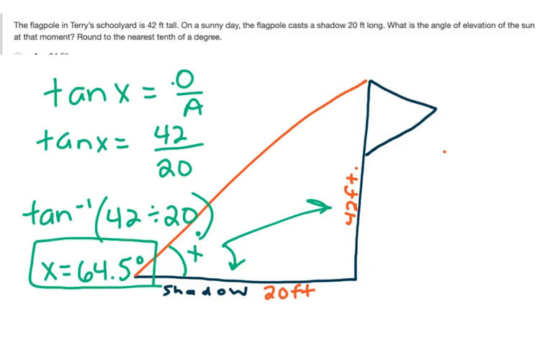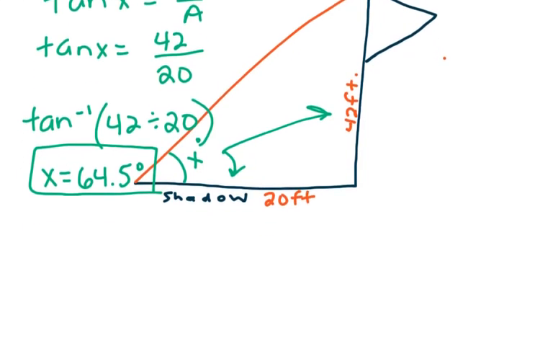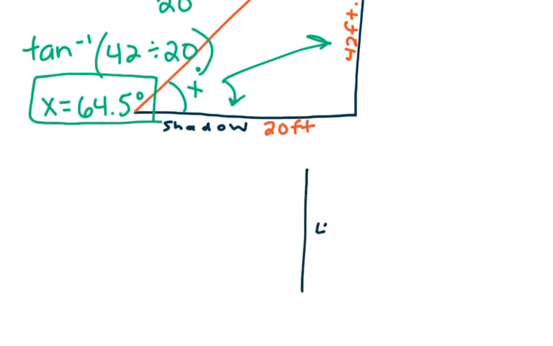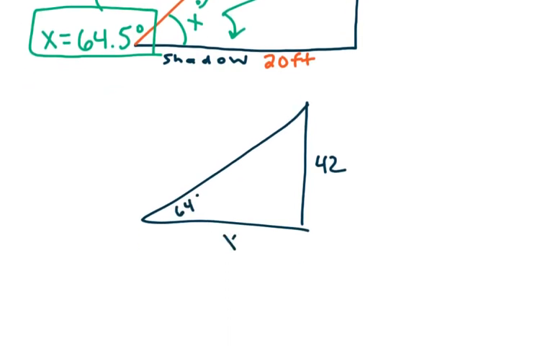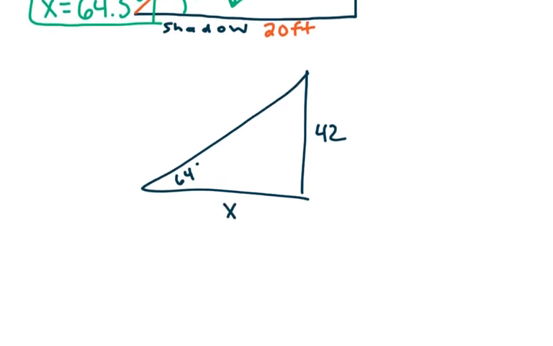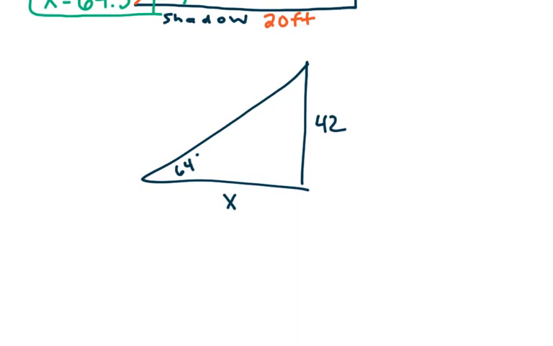So Juliana just asked a great question. How do I know when I'm doing tangent -1? If I had instead of given you the angle to look for, let's say it had said, here's the height of it, here's the angle, let's just say it's 64 degrees. What's the length of the shadow? Now I'm looking for this side. So that scenario is still tangent, but I know the angle. So I'd say tangent of the angle equals the opposite side over the adjacent side.